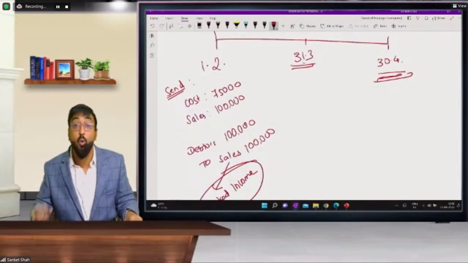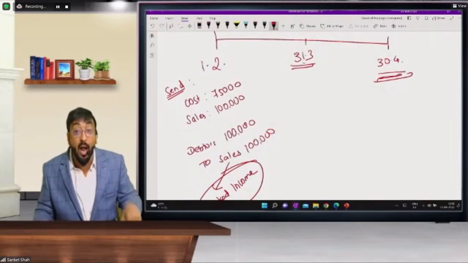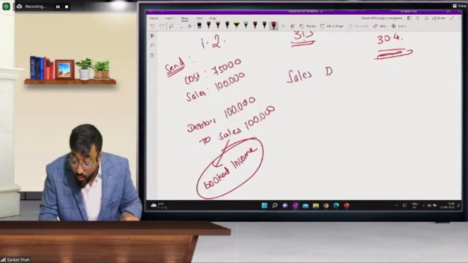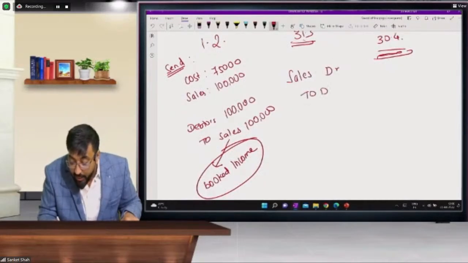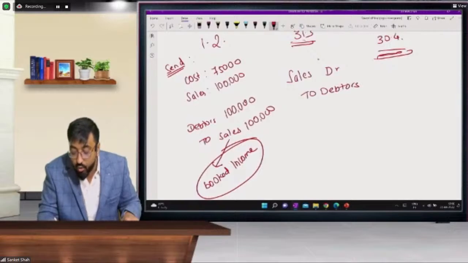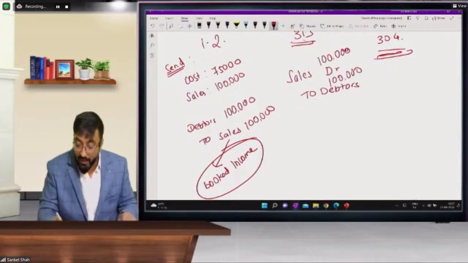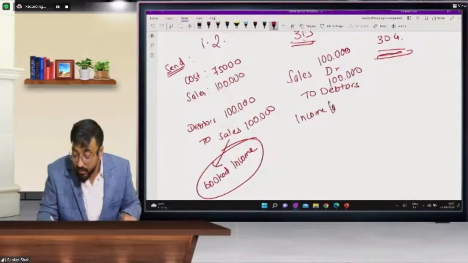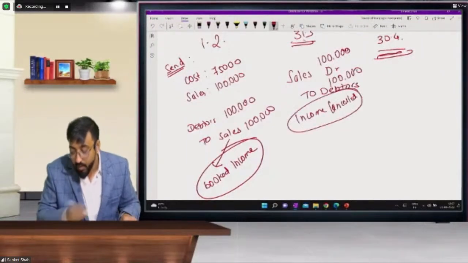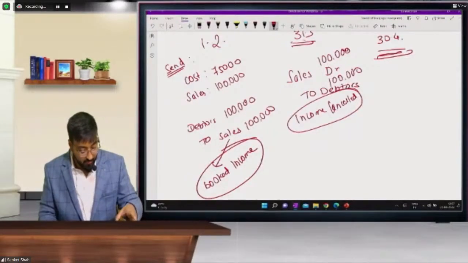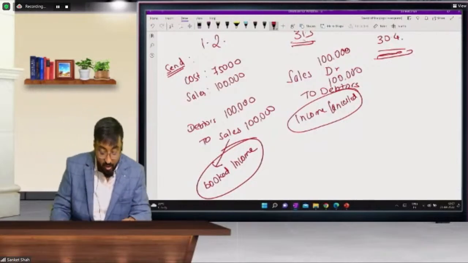Okay. So now on 31st March, what am I going to do? I will cancel my income. Sir, how to cancel? Sales account debit to debtors account 1 lakh. Okay. So my income is cancelled. I cancelled my income, sir. Okay. Achha. Sir, the sales income is cancelled.